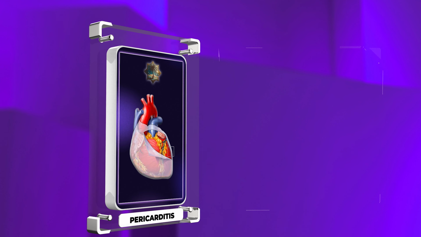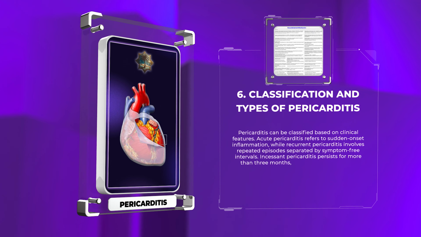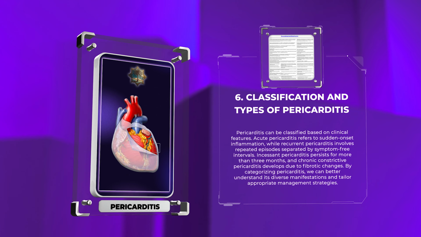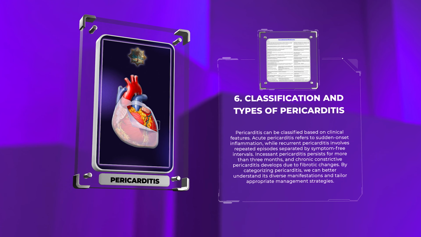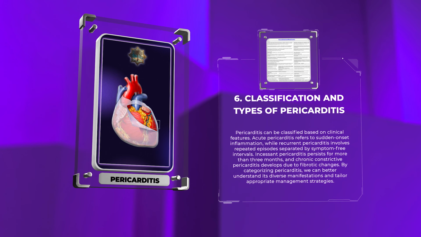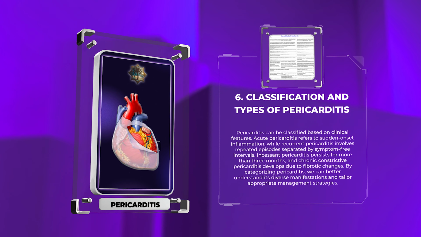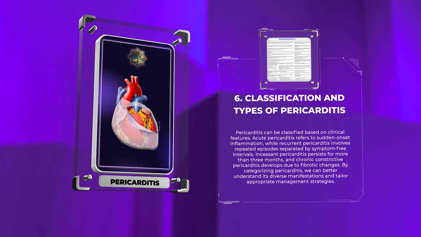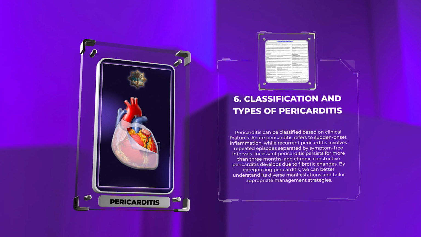Pericarditis can be classified based on clinical features. Acute pericarditis refers to sudden onset inflammation, while recurrent pericarditis involves repeated episodes separated by symptom-free intervals. Incessant pericarditis persists for more than 3 months, and chronic constrictive pericarditis develops due to fibrotic changes. By categorizing pericarditis, we can better understand its diverse manifestations and tailor appropriate management strategies.